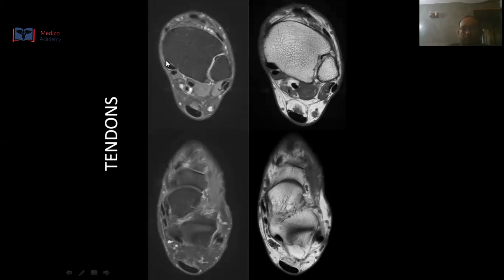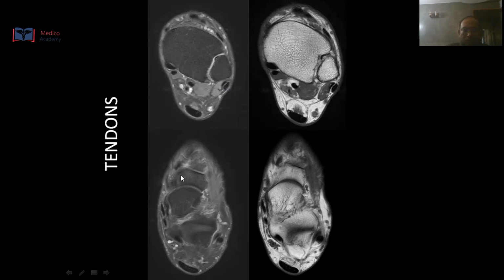Similarly, posteriorly, when we come from medial to lateral, it is Tom, Dick, and Harry. So tibialis posterior, extensor digitorum longus, and extensor hallucis longus. The two peroneal tendons, which lie in the posterolateral aspect, the peroneus longus and the brevis, are also seen. This is the fat suppressed proton density image, and this is the T1 weighted image.